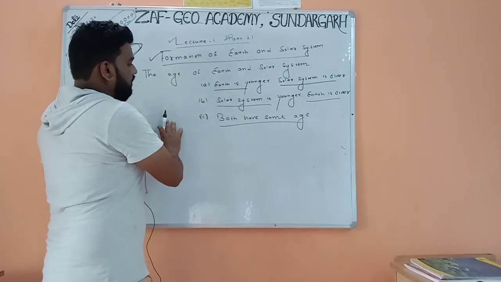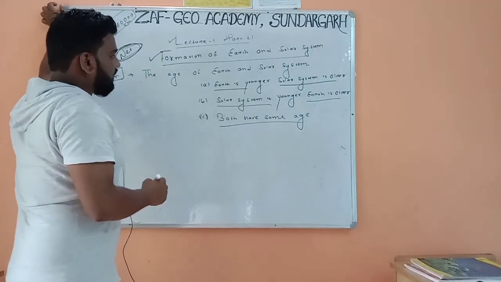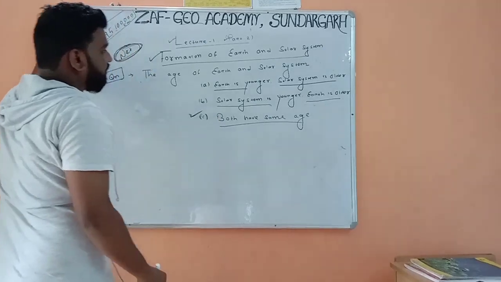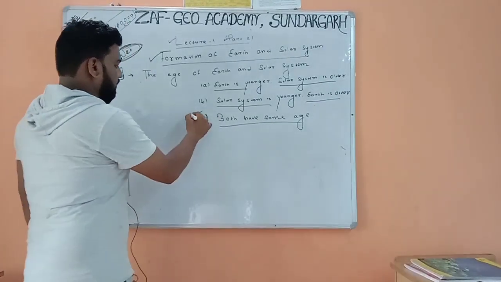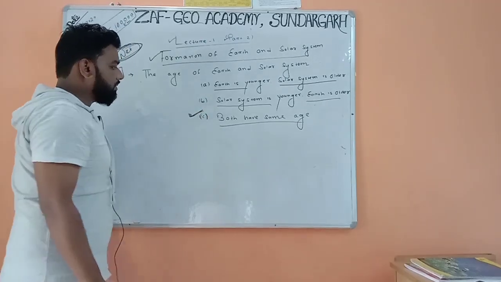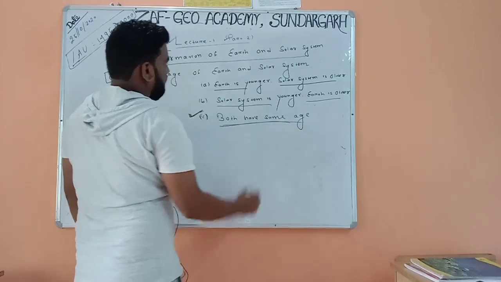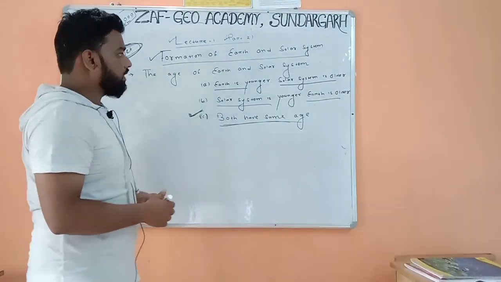So the age of Earth and solar system both are the same. Both have formed at the same age. The correct answer is both have the same age. The formation of Earth and solar system is simultaneous.